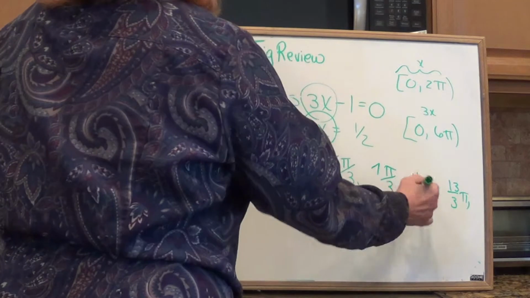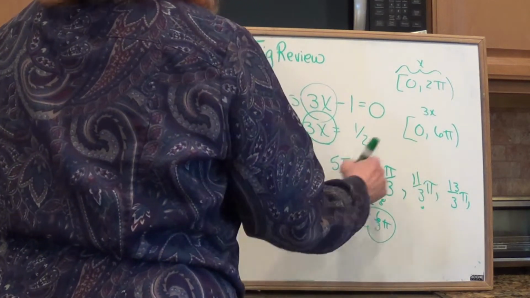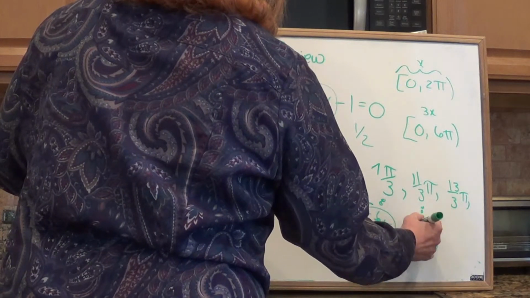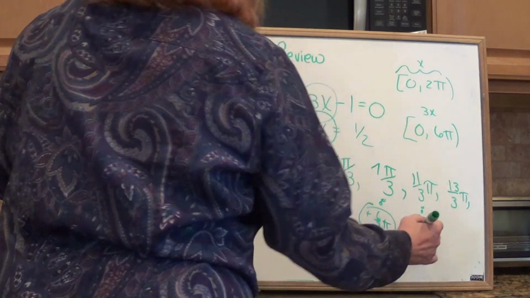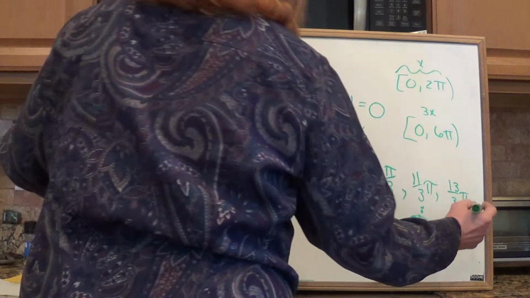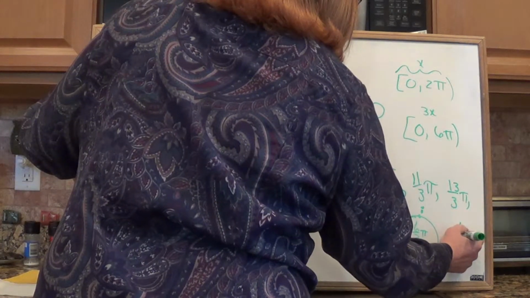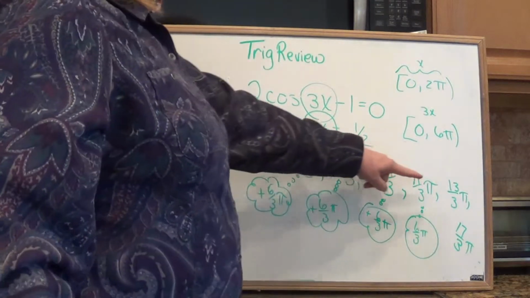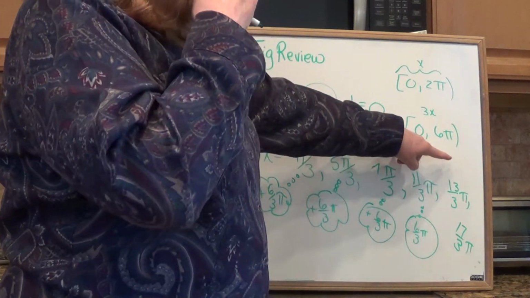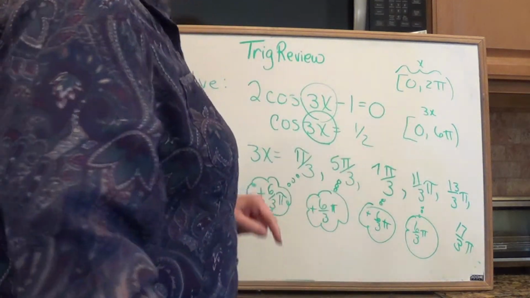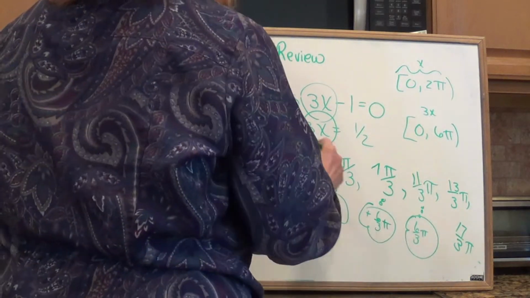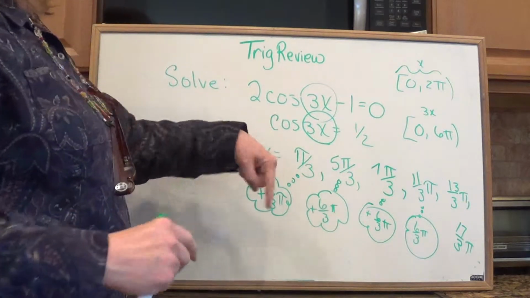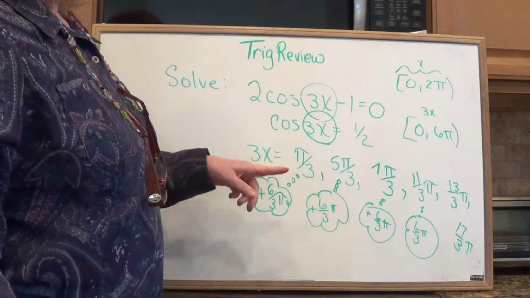And then I'm going to spin this one. So I'm going to add 6/3 to it. And 6 and 11 are 17/3. And when I spin this one and add 6, I get 19/3, and that's greater than 6 pi. So I ended up with 1, 2, 3, 4, 5, 6 answers when I go around 3 times.